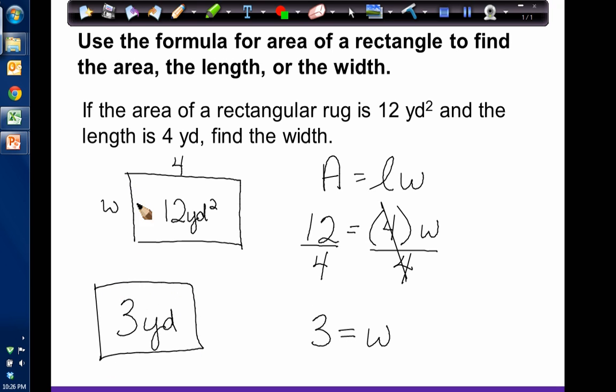Notice that this width is a one-dimensional idea. Okay, it's just the width of the rug. It's not in 2 dimensions. And so because it's only a one-dimensional idea, like perimeter, it's to the first power. It's just yards. It's not yards squared. Whereas the area is a 2-dimensional idea because it takes up space, the ground. Okay, so in this case, because it's a rug, and so it's 2 dimensions, we have yards squared.